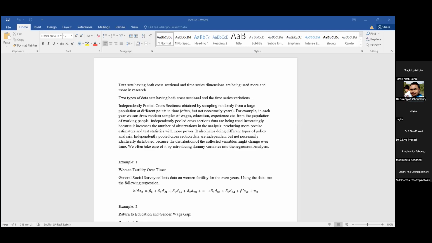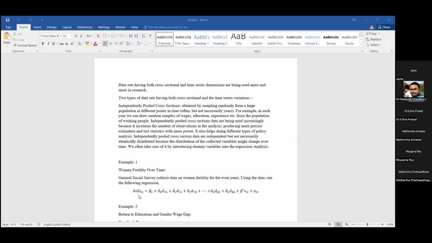Over time means I have data on women's fertility for 1974. I have data of women's fertility in 1976, 1978, 80, 82, and 84. So these 6 years, suppose I have data of women's fertility, and I want to check to what extent this fertility has changed over time from 1974 to 1984. So for that, I am running a regression. On the left-hand side is my dependent variable. For the ith individual and for the tth time period, I have collected the number of kids. So for the ith woman in the tth time period, what is the number of kids of that particular woman? That is basically my left-hand side variable.